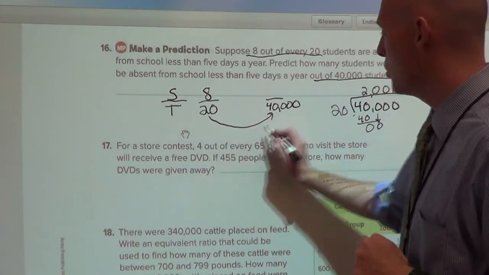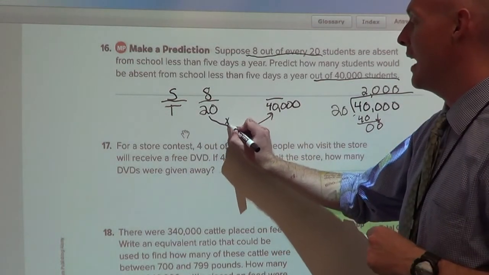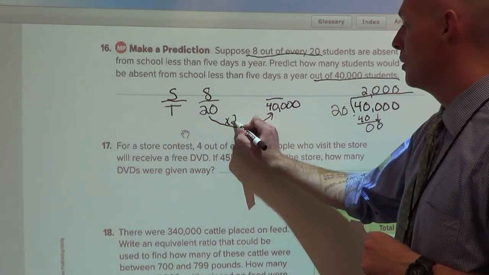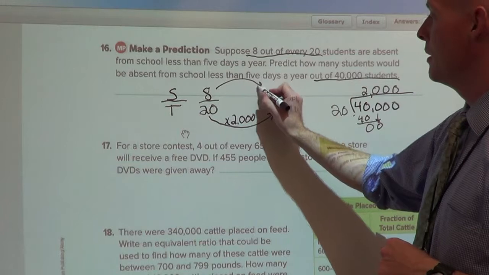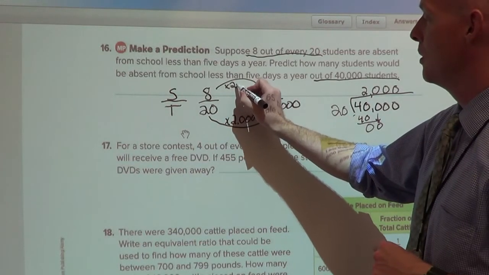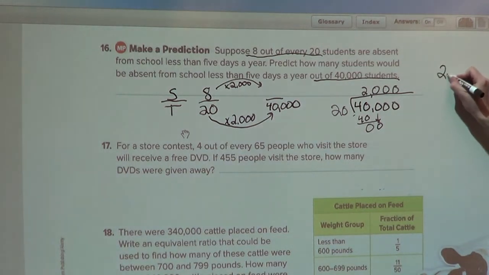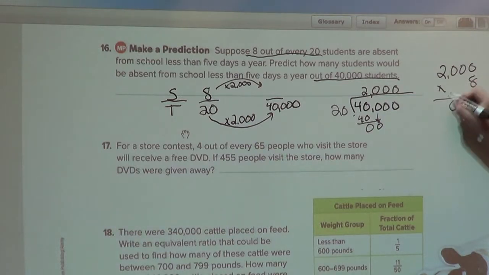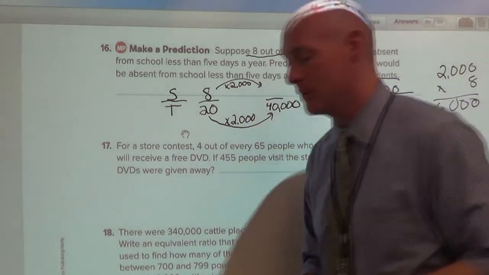So how do I get from 20 to 40,000? We're going to do times 2,000. So what do you have to do to the top? Times 2,000. So let's do it. 2,000 times 8: 0, 0, 0, 16. We are at 16,000.